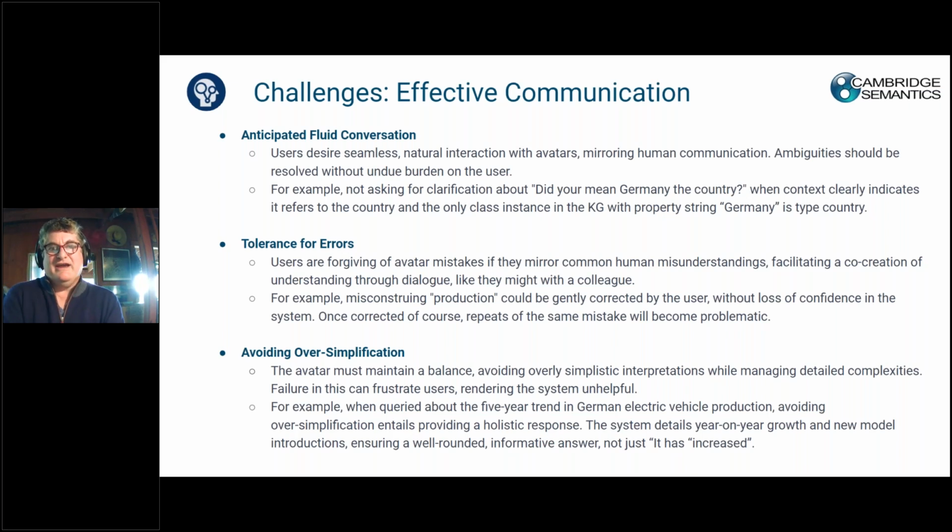Another problem is where the answers are kind of monosyllabic. Nobody likes to talk to a passive-aggressive person or avatar. Did the production figures increase? Yes, they did. I want to know more than that. I'm asking an open question, so I want an answer that has more in it. So how do we get the system to provide more?